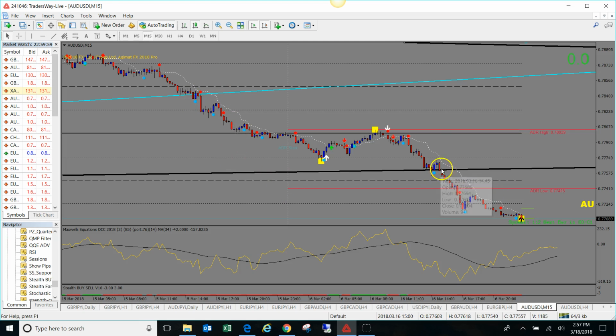Also, this would have been a good entry because this is where it broke the daily. So if you just wanted to re-enter this trade, this would have been good, an additional 52 pips. So that's pretty much it. That's how I use trend lines.